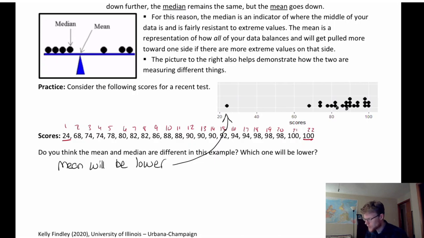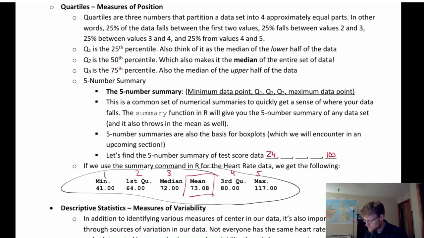I have 22 data points. So the median is going to be right here. It's going to be the average of these 2 middle points. So I have an even number of data, so the median is going to be the average of these middle 2. So the median is going to be 89 here.